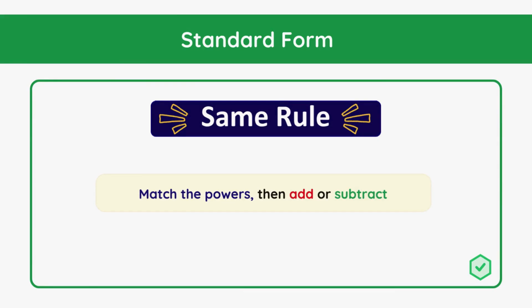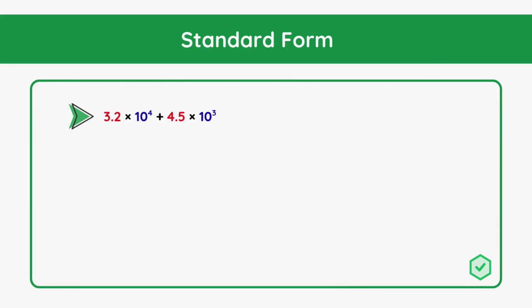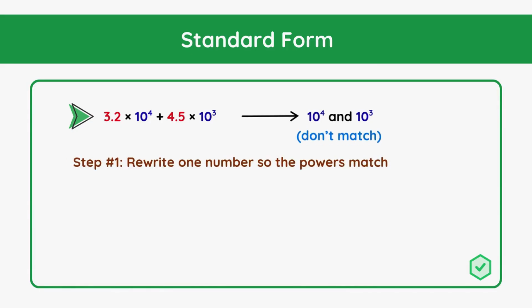Let's finish this part with one more. To put it all together, add 3.2 times 10 to the power of 4 to 4.5 times 10 to the power of 3. The powers don't match, so first rewrite the second number. 4.5 times 10 to the power of 3 becomes 0.45 times 10 to the power of 4.